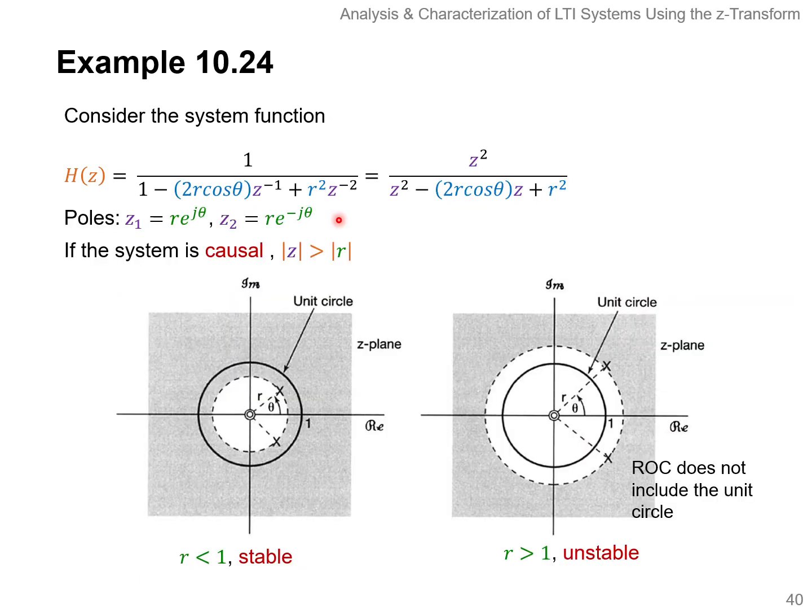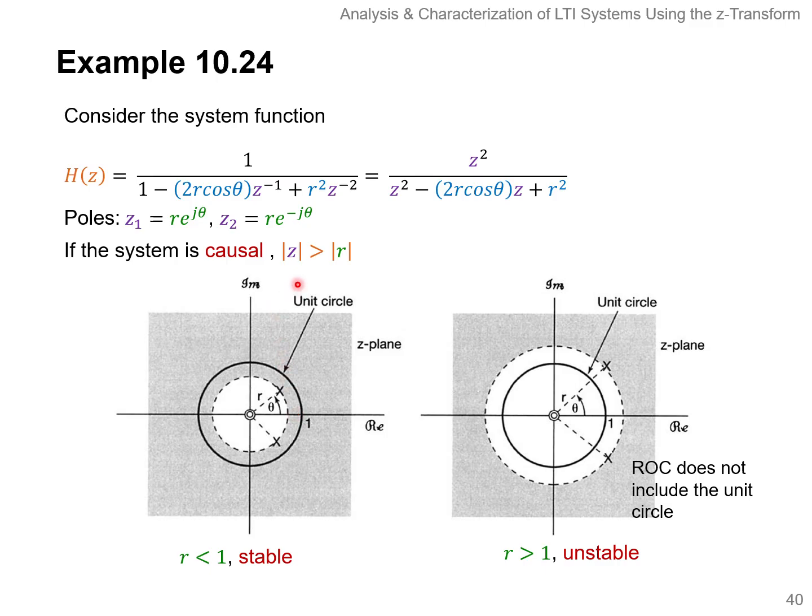In this example, we look at a second-order system in the Z-domain. The system has two poles. They form a complex conjugate pair. One pole is at radius r with angle theta. The other pole is also at radius r, but with angle minus theta. You can see the two poles marked symmetrically around the real axis. They are both on a circle with radius r.